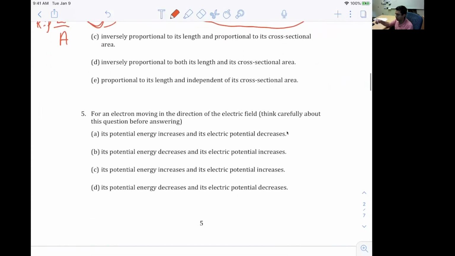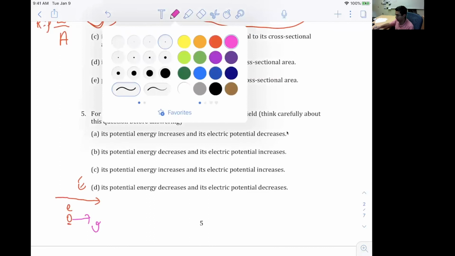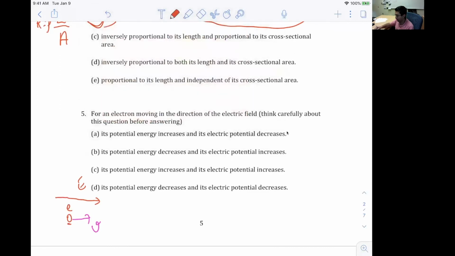5. For an electron moving in the direction of the electric field, you have an electron, minus charged, moving in the direction of the electric field. You have an electric field and its velocity in the same direction. So it's moving in that direction. It asks about what's true about its potential energy and electric potential.